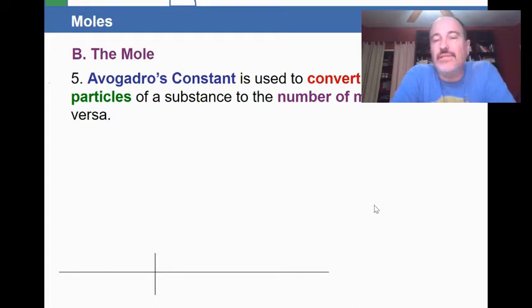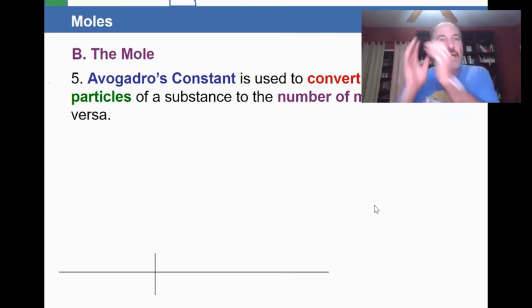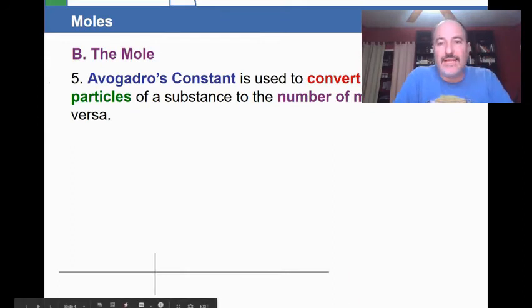Just like we did with the unit analysis for metric conversions, now we're going to use it as an equality to convert between the number of particles, all right, number of atoms or molecules, of a substance to the number of moles and vice versa. All right, and that's what I'm going to show you next.